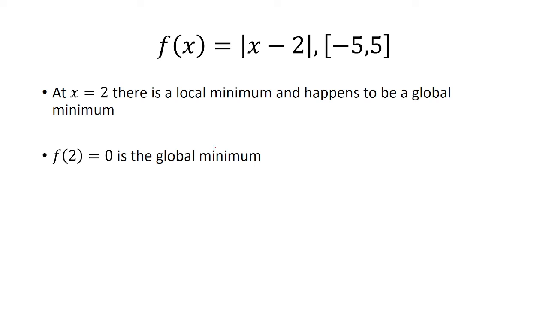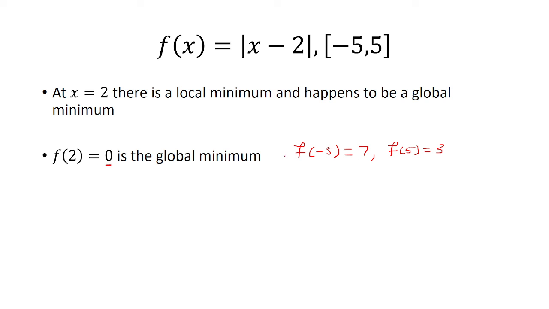So technically, you're supposed to test the endpoint. So let's do that as well. And you have to compare your critical point with the values at the endpoint. So let's start off with f of negative 5. That's going to be the absolute value of negative 7, which is positive 7. And if I plug in f of 5, that's going to be positive 3.